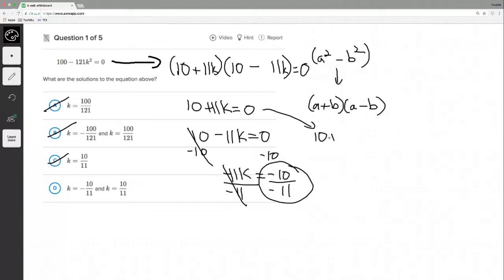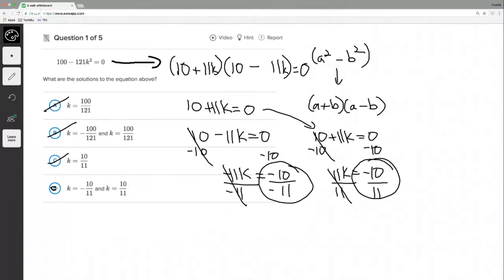So we have 10 plus 11k equals 0. Subtract 10 from both sides. Then we get 11k equals negative 10. And we divide both sides by 11. And we get k equals negative 10 over 11. So our answer is going to be D.